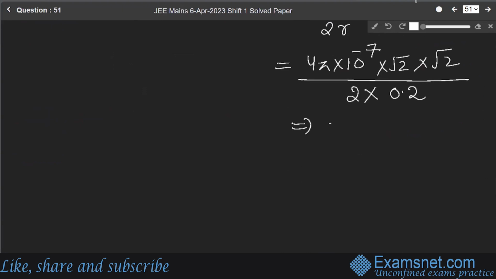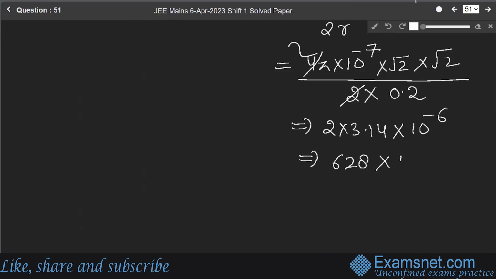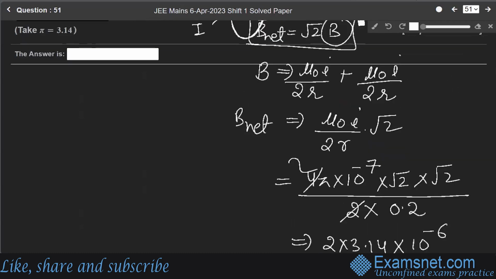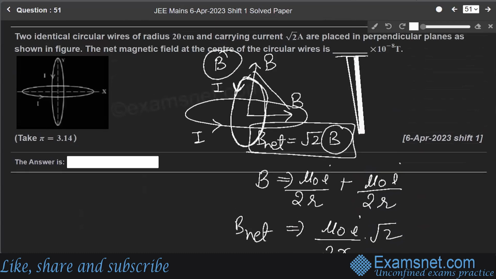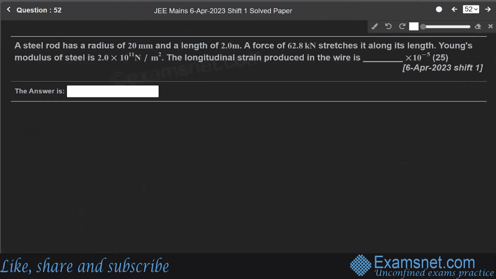So solving it, we get 2 into 3.14 into root 2, root 2, then it will be equals to 10 to the power minus 6. So the correct answer will be 628 into 10 to the power minus 8 Tesla. Got it? Yeah. So next question, question number 52.